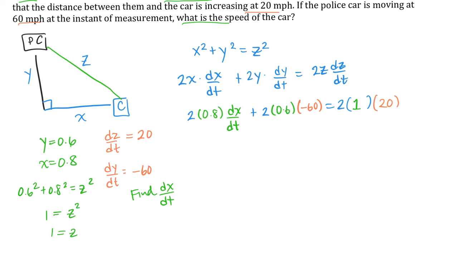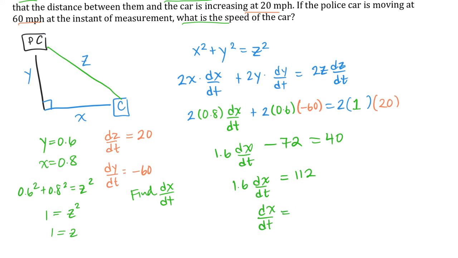Now let me see what I have. 1.6 dx/dt plus, not plus, minus 2 times 0.6 times negative 60, which is minus 72, equals 2 times 1 times 20, which is 40. So 1.6 dx/dt. I'm going to add this 72. What is that? 112. And then I'm going to go ahead and divide. So I get dx/dt is 70.